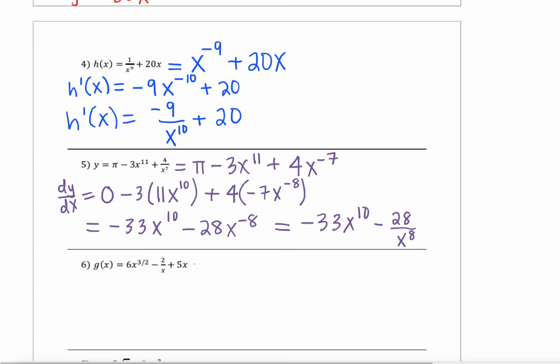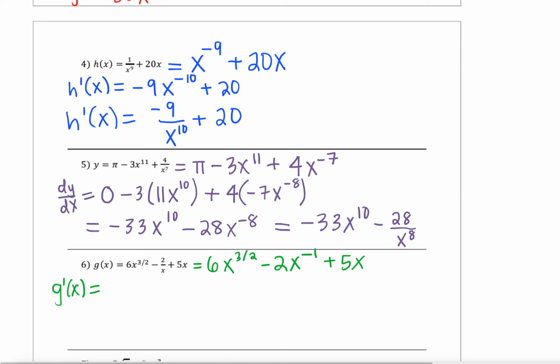Before we dive right in and do that, the first thing we want to do is rewrite that 2 over x so that x comes up to the numerator. So I still have 6 times x to the 3 halves. We can rewrite 2 over x as minus 2x to the negative first, plus the 5x. Now from here, let's go ahead and take a derivative. So let's find g prime of x.